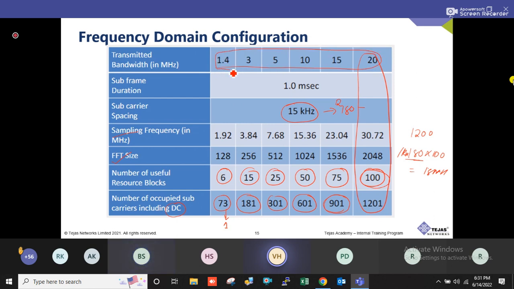Okay. So this is very important to understand, and this is also very important to understand. Okay. And remember this, the frame, the subframe, I'll come to this, the subframe duration is 1 millisecond. Any doubts in this? So I'll move forward.